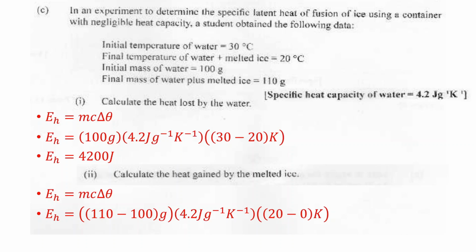And then the change in temperature will be 20 degrees because that's 20 minus 0. Because when ice melts, it melts at a temperature of 0 degrees Celsius. And so it went from 0 up to 20, which was the final temperature of both the water and the melted ice. So it's going to be 10 times 4.2 times 20, which gives you 840 joules.